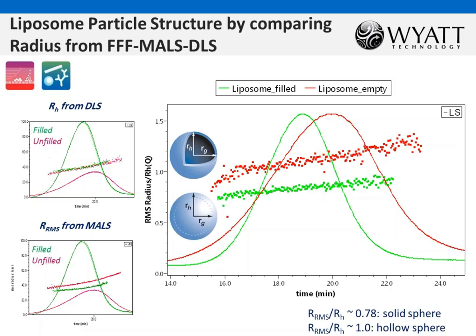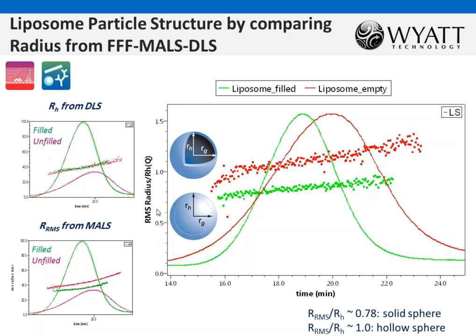The RMS radius measured by MALS corresponds to the mass averaged radius of the liposome. The RMS radius will be smaller for a filled liposome for which the mass is distributed throughout the entire liposome rather than being concentrated on the surface.